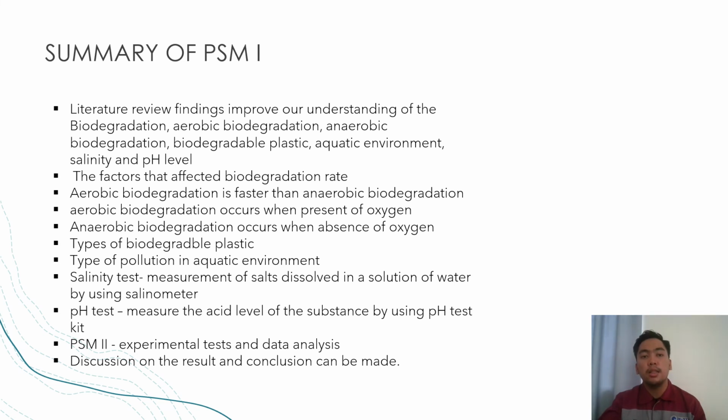Number 6 is type of biodegradable plastic. Number 7 is type of pollution in aquatic environment. Number 8 is salinity test, measurement of salt dissolved in water by using a salinometer. Number 9 is pH test, measuring the acid level of the substance by using a pH test kit. Number 10 is PSM2, experimental test and data analysis. And lastly, discussion on the result and conclusion can be made.